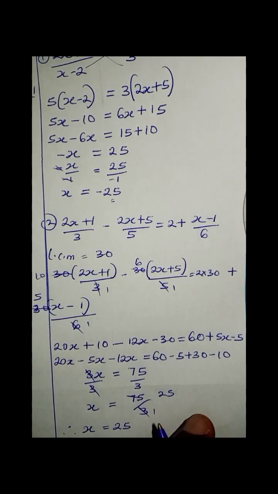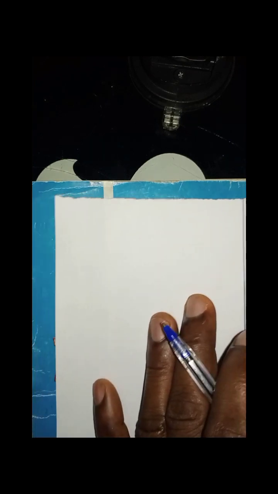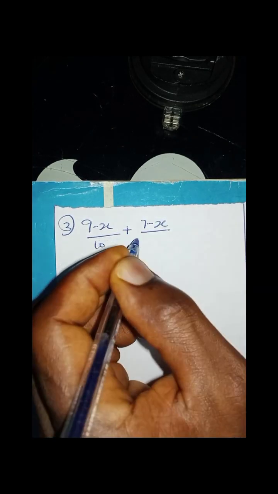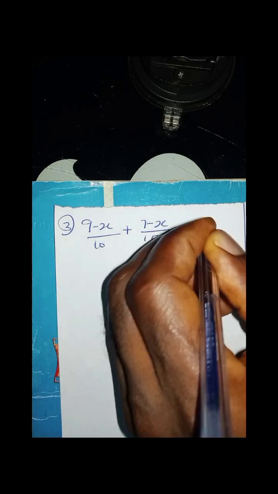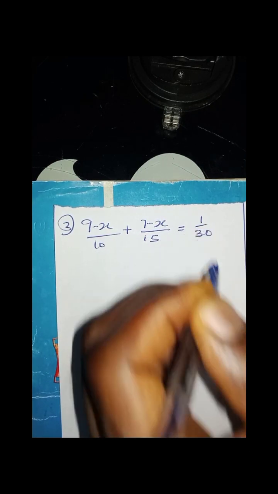Alright, for the last question, we have 9 minus x over 10 plus 7 minus x over 15 is equal to 1 over 30.